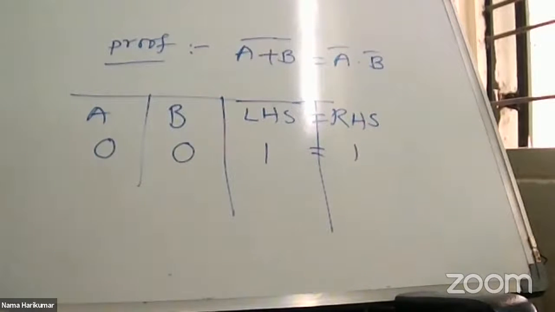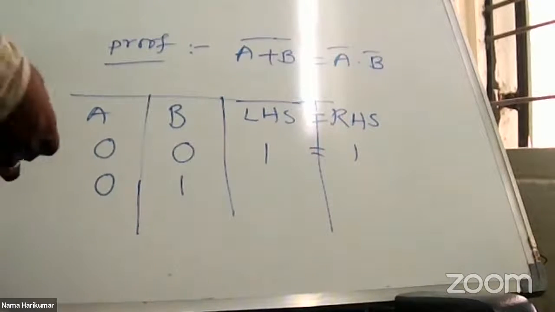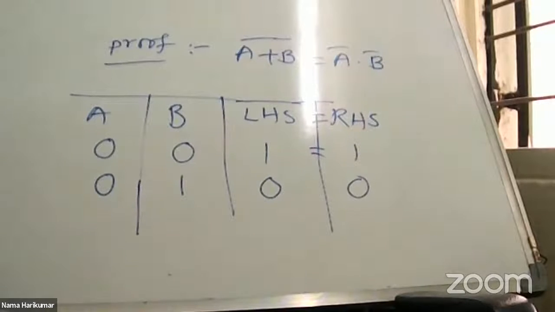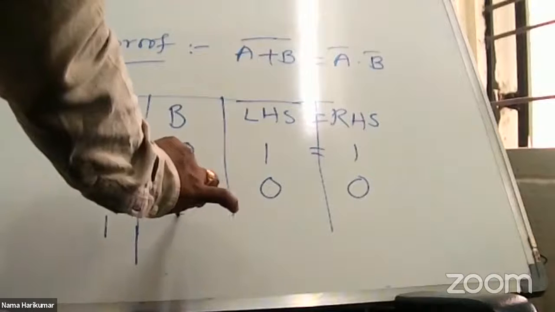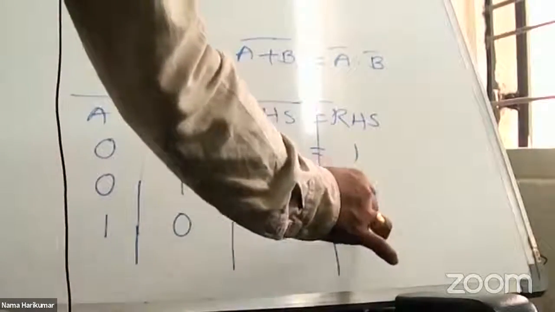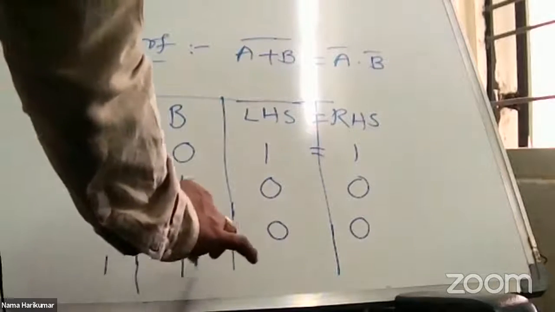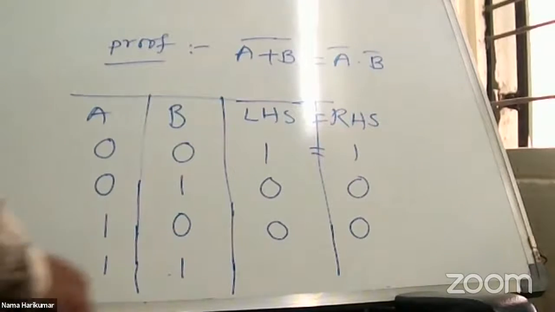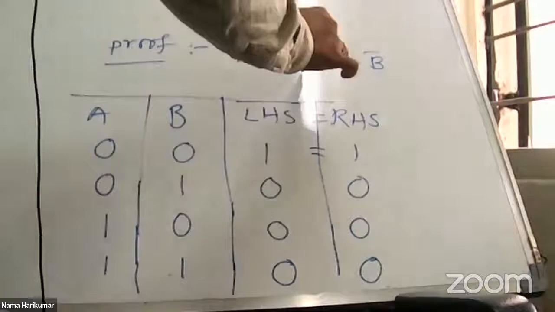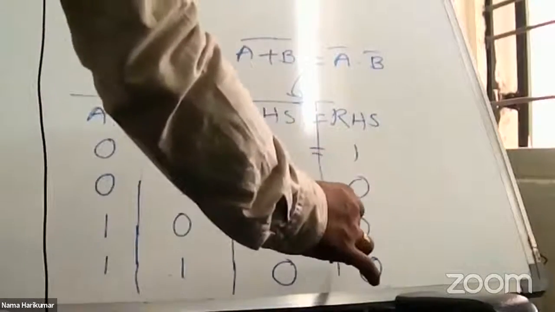Next is the A equal to 0 and B equal to 1 process. The LHS value is 0, and the RHS value is also 0. Next, in the place of A we put the value 1 and in the place of B we put the value 0. Finally, the LHS and RHS values are also 0. The last one is A equal to 1 and B equal to 1, then the LHS value is 0 and the RHS value is also 0. So LHS equal to RHS in De Morgan's first theorem: 1 equal to 1, 0 equal to 0.